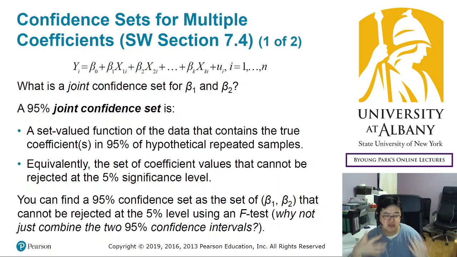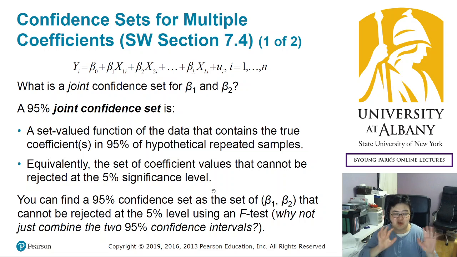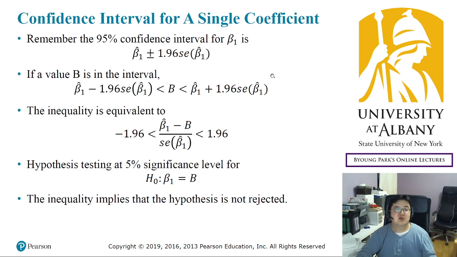So that is how we can understand the relationship between confidence interval and hypothesis testing. And we borrow the same idea for the multiple coefficients case, and we are going to construct a confidence set based on the hypothesis testing of a joint hypothesis, especially the F statistic. So we will consider the relationship between test and interval first, in a single coefficient case. This is the starting point.